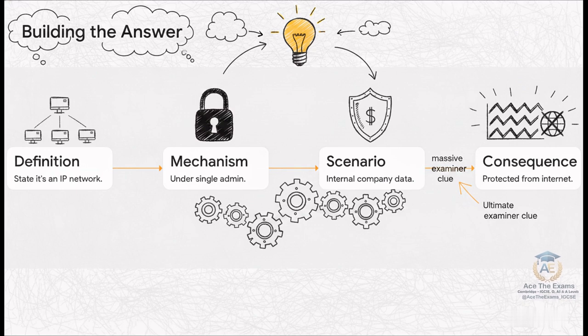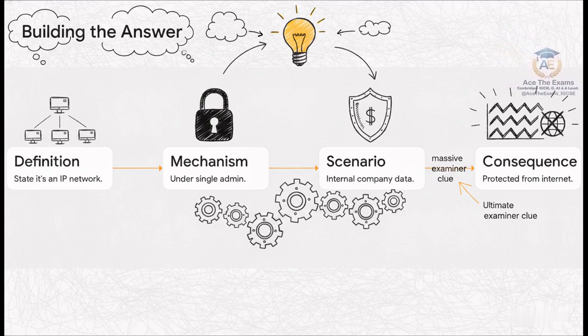Let's move to the next slide and see how this actually builds a perfect answer live, step by step. And drumroll please, this is where we finally close that open loop from earlier and reveal that massive examiner clue I promised. Okay, step 1, definition. You state it's an IP network. Step 2, mechanism. You mention it operates under a single admin. Step 3, scenario example. You explain it specifically for storing internal company data securely. And step 4, consequence. You note that it's protected from the internet. By stacking these 4 elements together, you've just engineered a completely bulletproof response.